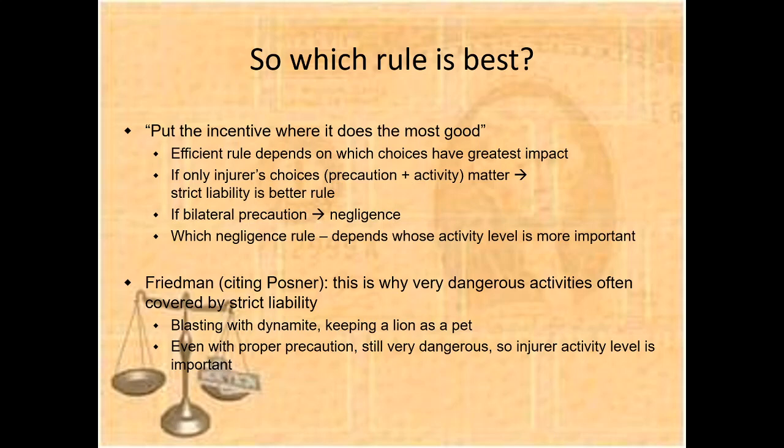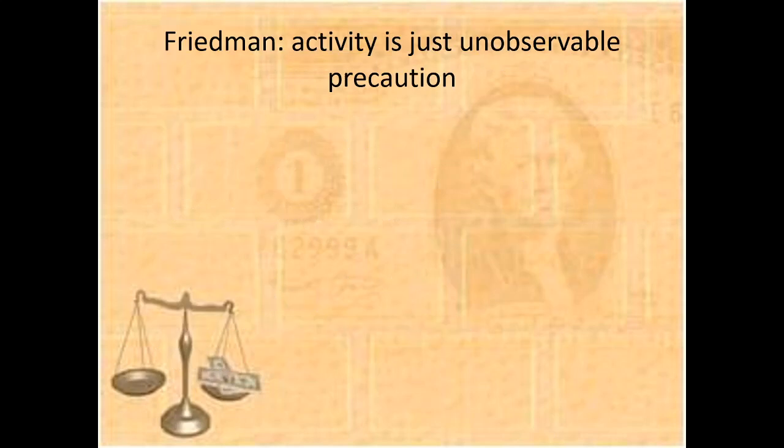So keeping a lion as a pet, it's a wild animal, and most of the time it is always dangerous to keep, and if anything happens, then you have to pay. Therefore in this case, the efficient bearer of the risk is always the lion holder, or the person who keeps the pet, or the person who is handling this dynamite or material. So Friedman said that the activity is just an unobservable precaution.